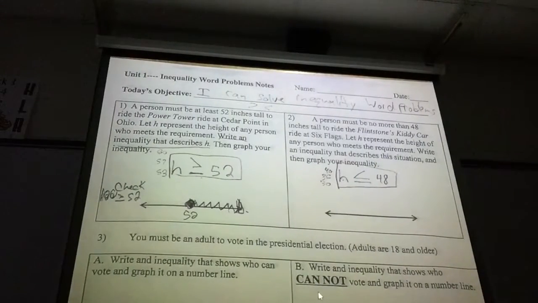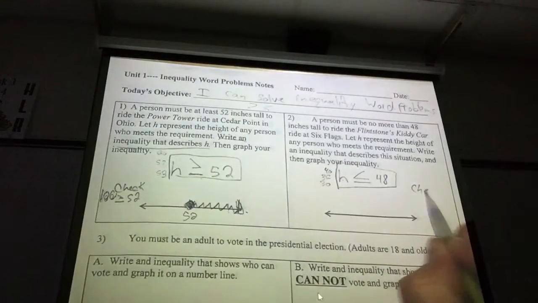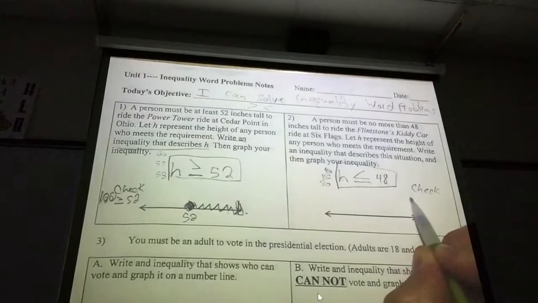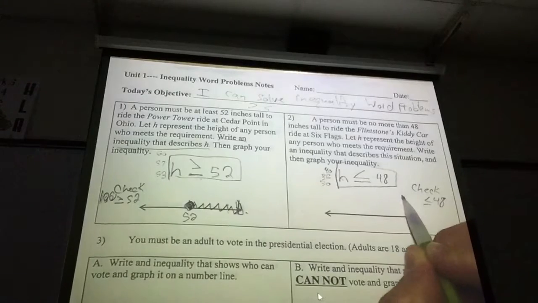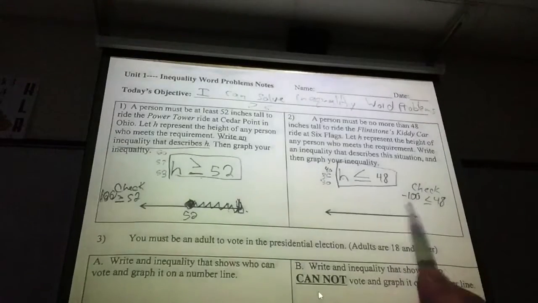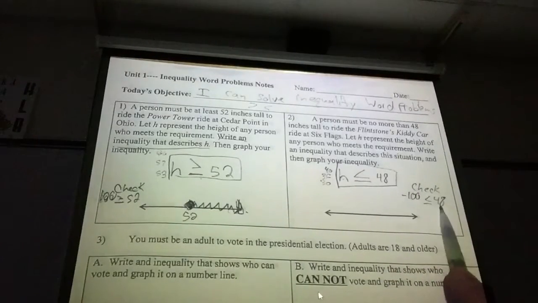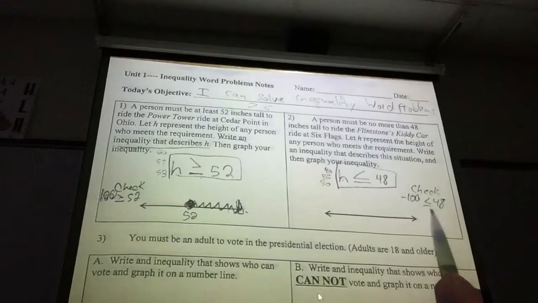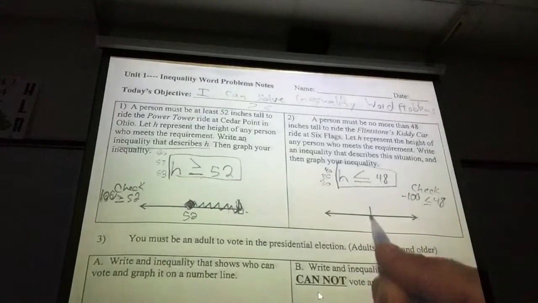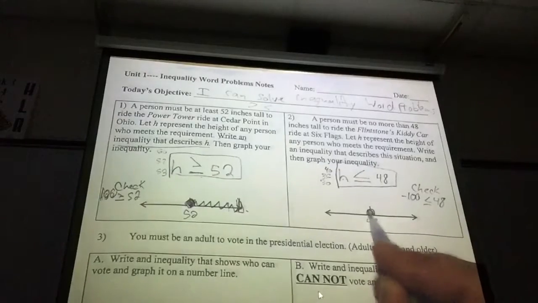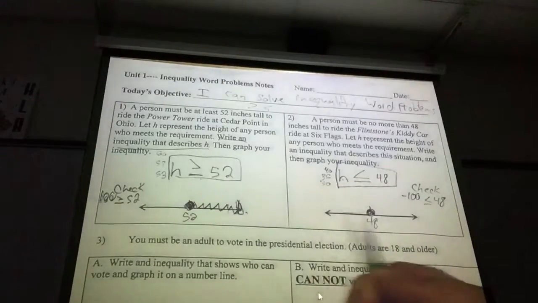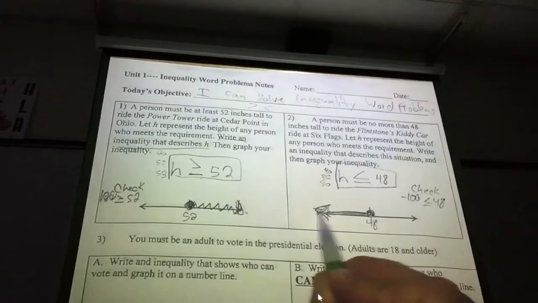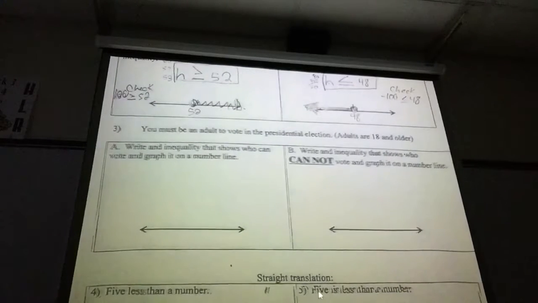Okay, now let's go ahead and use a checkpoint. We're going to put something compared to 48. If we put negative 100 in there, that is true. Negative 100 is smaller than 48. If I put 100 in there, it wouldn't be true. Okay, so here's my 48. Again, we have a closed circle. And negative 100 is on the left side, so I'm going to shade the left side.